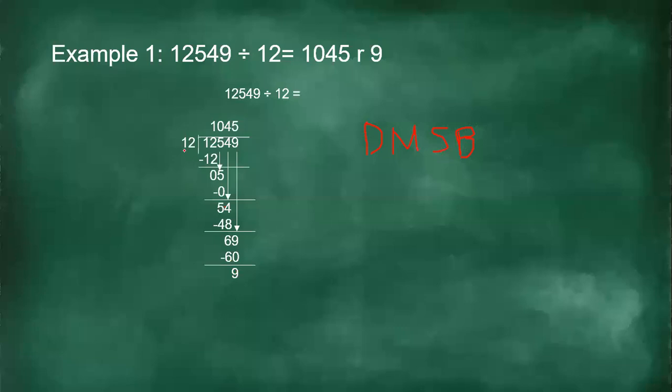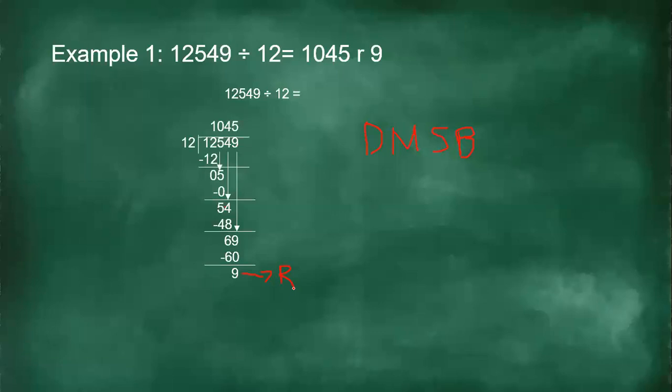This is smaller than that. And that tells us that since there's nothing to bring down further, this is our remainder. This friend over here is now our remainder. And since now this friend of ours is our remainder, the final answer is 1045, remainder 9.